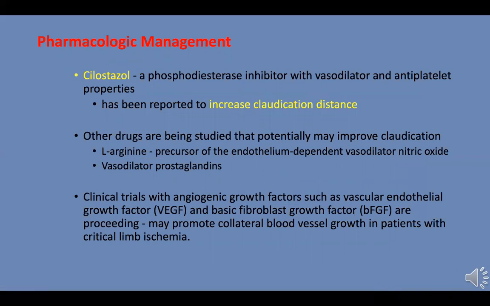Cilostazol is a phosphodiesterase inhibitor with vasodilator and antiplatelet properties. It has been reported to increase claudication distance. Other drugs are being studied that potentially may improve coagulation, like L-arginine, which is a precursor of the endothelium-dependent vasodilator nitric oxide, and also vasodilator prostaglandins. Clinical trials with angiogenic growth factors such as vascular endothelial growth factor and basic fibroblast growth factor are proceeding, and they may promote collateral blood vessel growth in patients with critical limb ischemia.